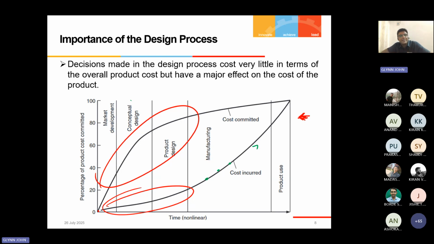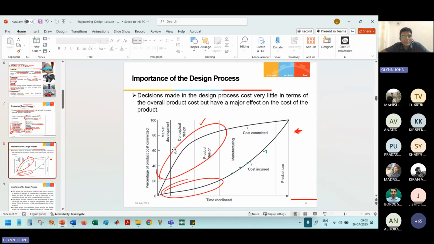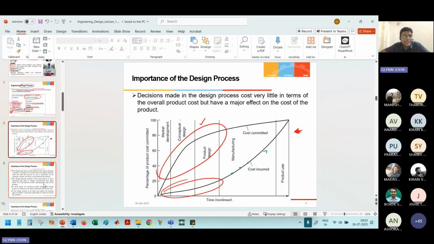So that's why this risk is something that people try to avoid by simply buying a design and manufacturing a product, right? Because if you make one wrong decision, you'll end up spending even more money, right?